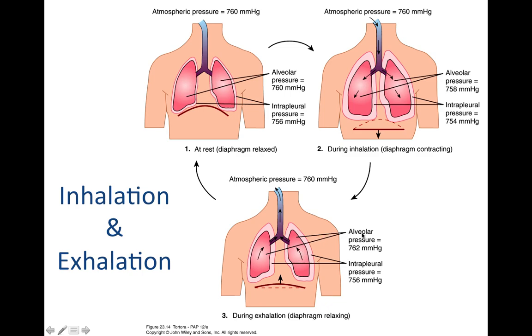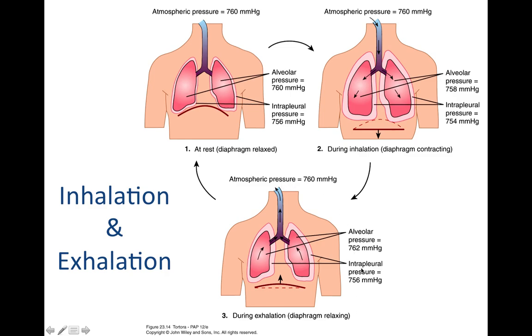Let's look at our alveolar pressure. It's up to 762. That pressure is more than our atmospheric pressure, which is 760. And so again, it's not a huge difference, but it is enough. We have higher pressure in the alveoli. Air moves from that higher pressure to an area of lower pressure outside of our body.